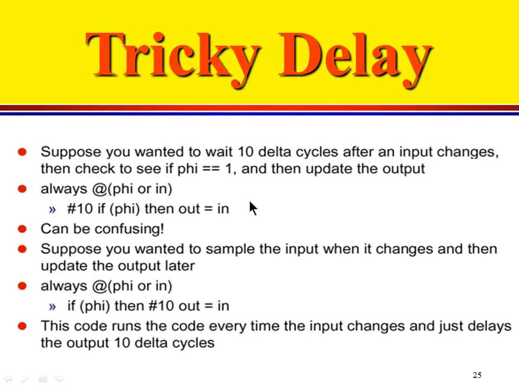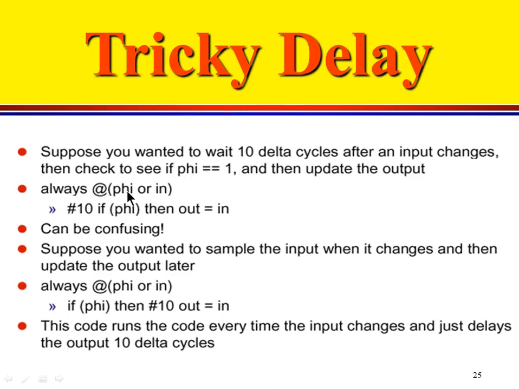So if you have an always block and we have delays, it could be slightly confusing the way it works. Let's take two examples. Suppose you wanted to wait 10 delta cycles. So let's assume there are 10 time units. After an input changes, we wait for the 10 time units and then check if phi signal is 1, and then you update the output. So there are delays. You can take two examples of delays.